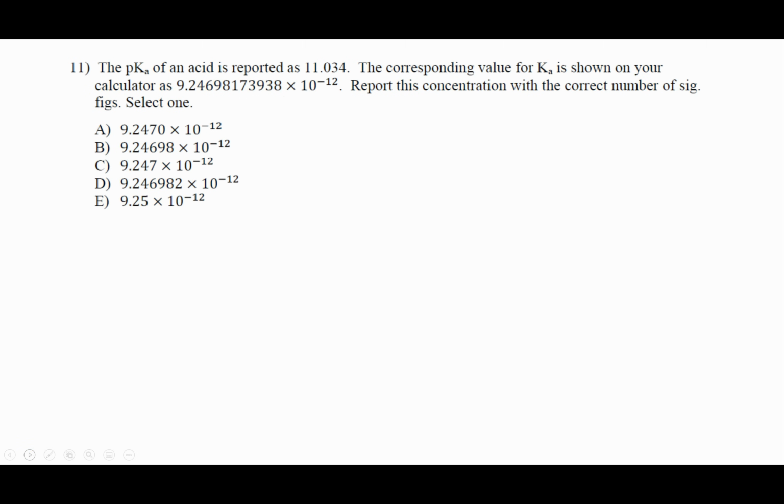The pKa of an acid is reported as 11.034. The corresponding Ka value is shown as this. Report this concentration with the correct number of sig figs. Well, remember, pKa, this is a logarithm. So once again, the sig figs are only to the right of the decimal place. So this only has 3 sig figs. So this number can only be reported with 3 sig figs. And that 6 will have it round up to a 5. And so the answer is E.